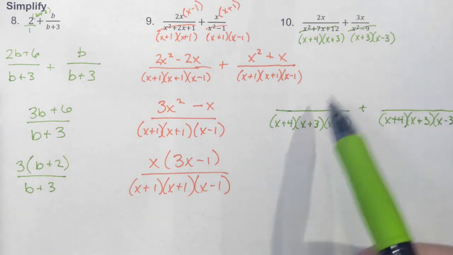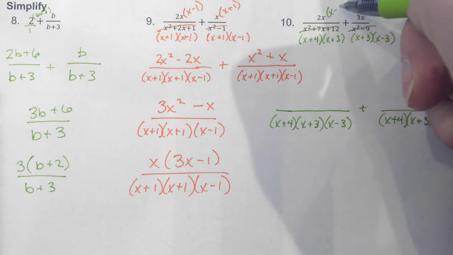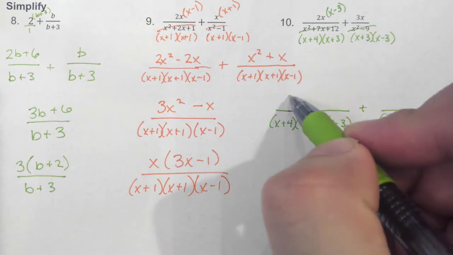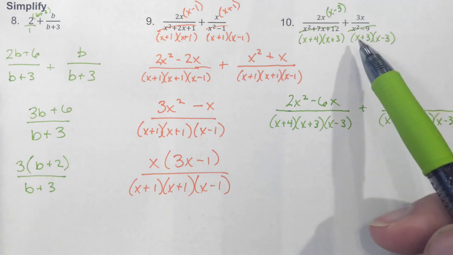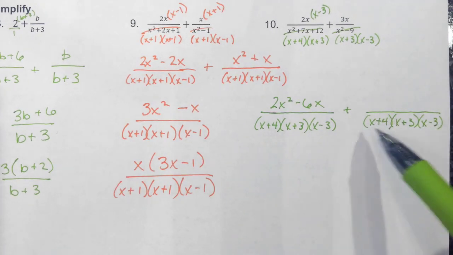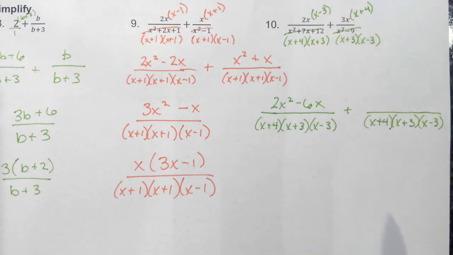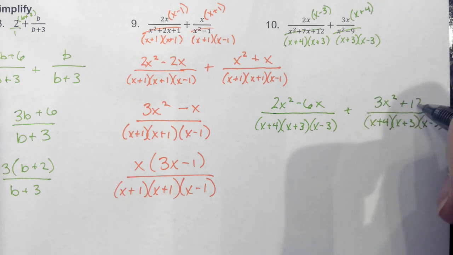So from this denominator to that denominator, what is new? The x minus 3. So we multiply the numerator also by x minus 3, and that would give you 2x squared minus 6x. From this denominator to that new denominator, the new thing is the x plus 4. So the numerator needs to be multiplied by x plus 4, giving you 3x squared plus 12x.